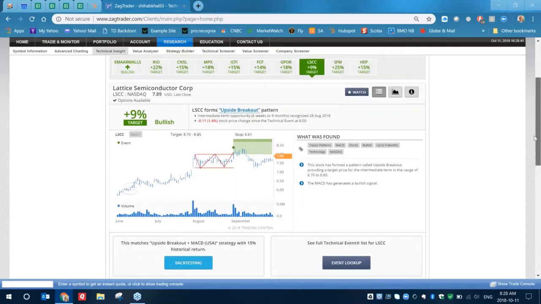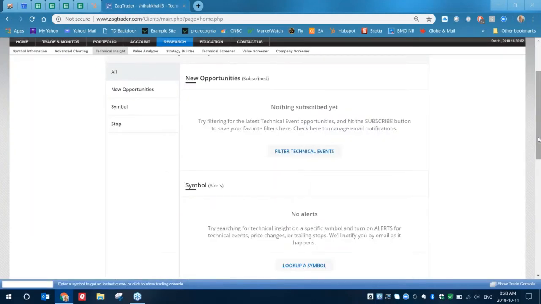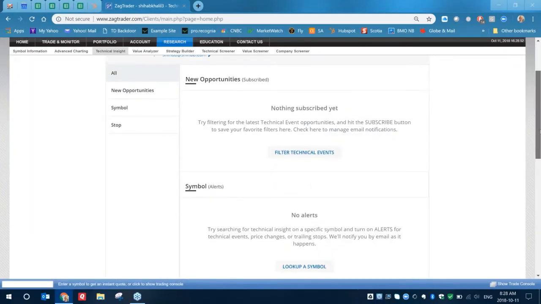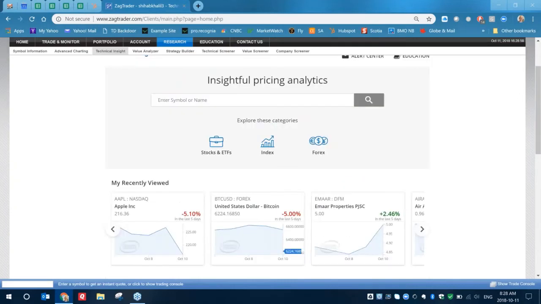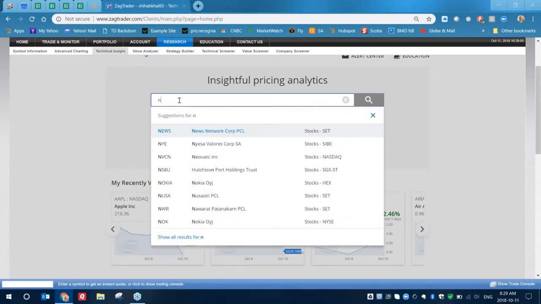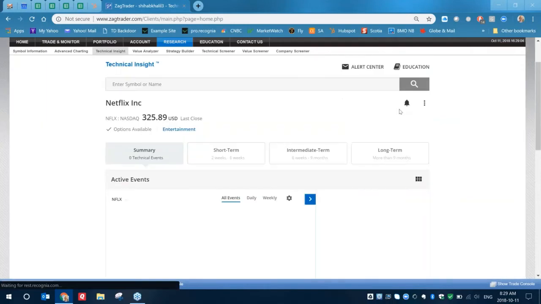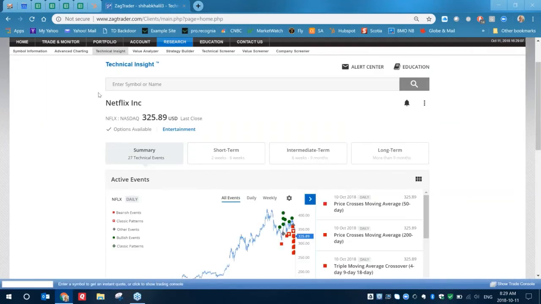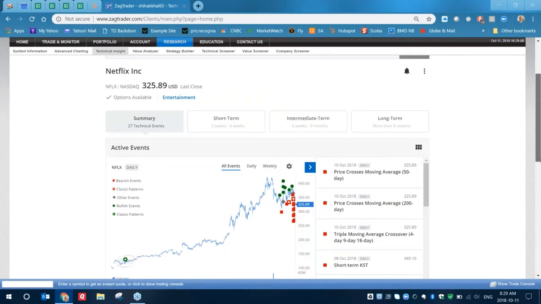And I'll mention one last thing: we also have a very powerful alert center in Technical Insights. So let's suppose you've now taken a position, you bought a stock and you want to stay on top of it. The way you can do that is you can say, I want to create an alert for a symbol. So you can say, what is that symbol I'm interested in? Well, maybe Netflix is the stock I'm interested in keeping an eye on. So I can create an alert from any one of the technical event lookup pages using this little bell icon on any one of the lookup pages. So clicking that bell will allow me to create an alert on Netflix.